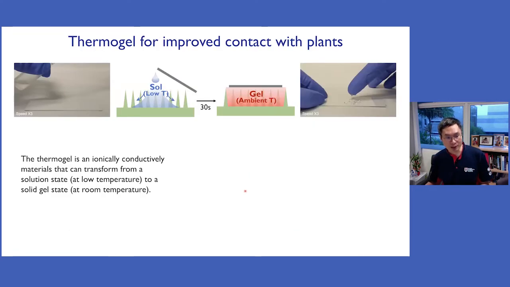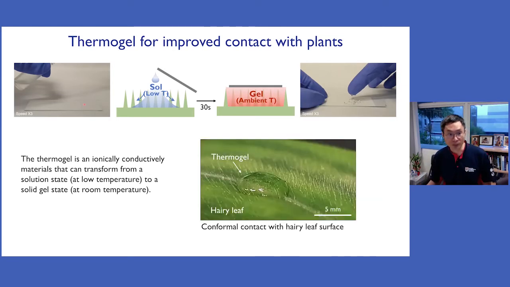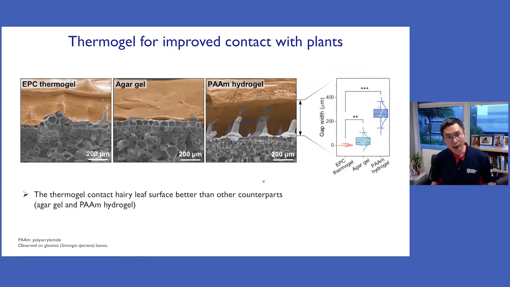So what we developed is this conformal gel. This is an ionically conductive material that can transform from solution state to solid state at room temperature. This model just shows you the room temperature and very cold temperature liquid. At room temperature it becomes gel. So in this case, you put it on this kind of hairy leaf structure, and it immediately becomes this kind of gel-like material. And this is our thermal gel material.